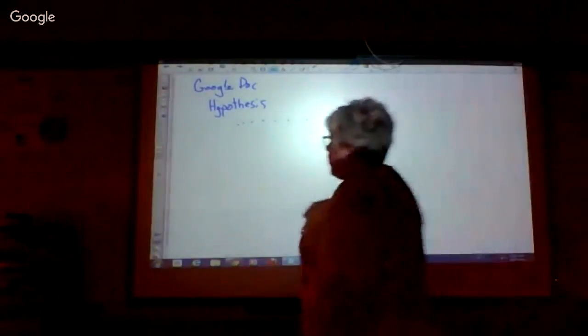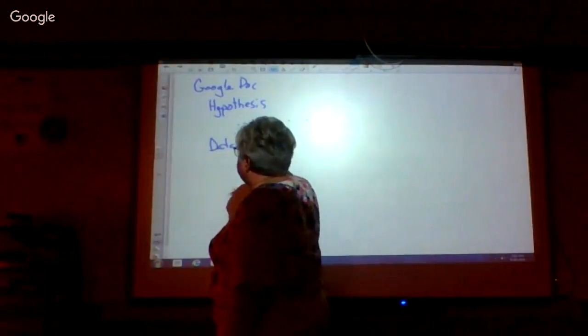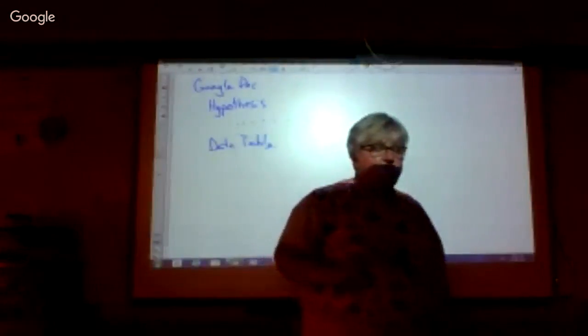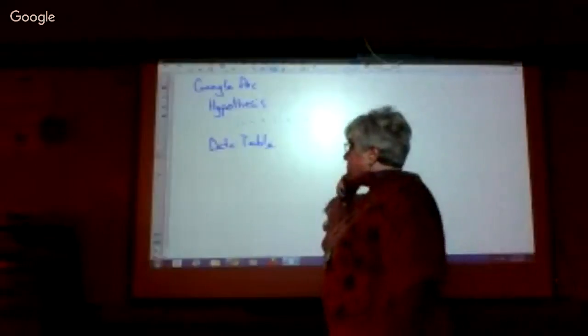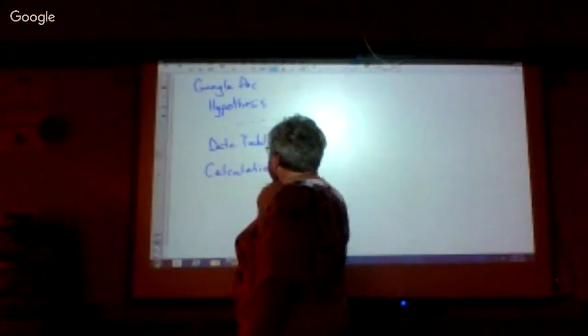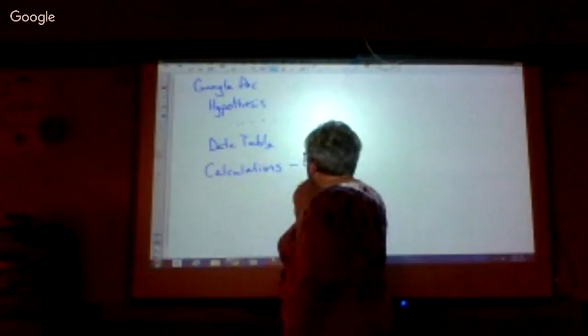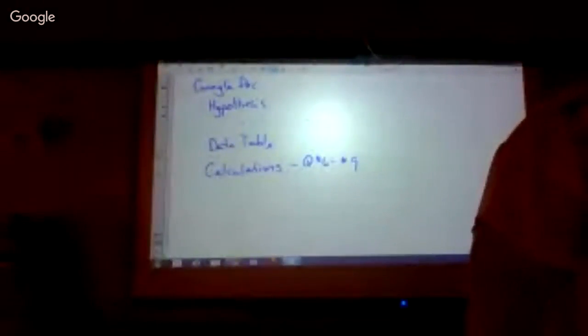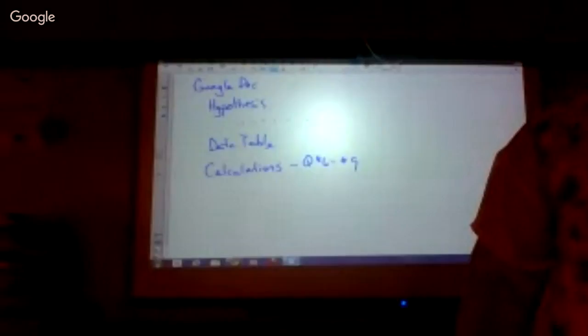You're also going to recreate your data table. So you'll have your data table and type in the information from your data table, okay? After that, your calculations. Now your calculations are going to be questions. We're going to title them as we see on the lab document. All right. And lastly, so those are the components that you are going to put into your Google document. Got it all? All right.